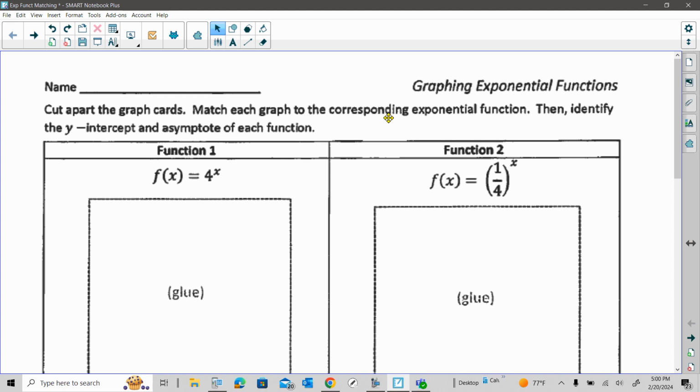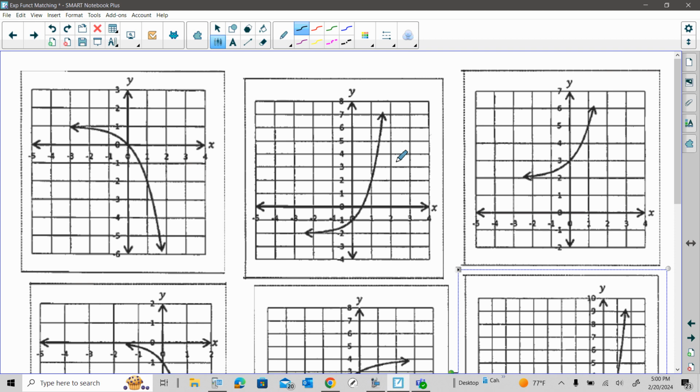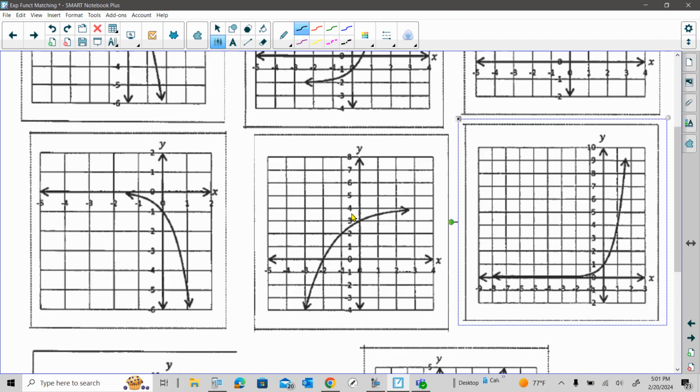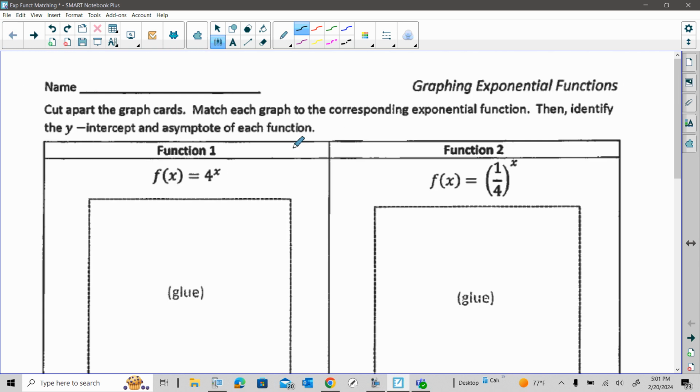So the first thing they ask you to do is to cut apart the graphs. If you have a sheet that has all the graphs, you want to cut them out. I have mine on the screen. Then it says match each graph with the corresponding exponential function, and identify the y-intercept and the asymptote of each function.